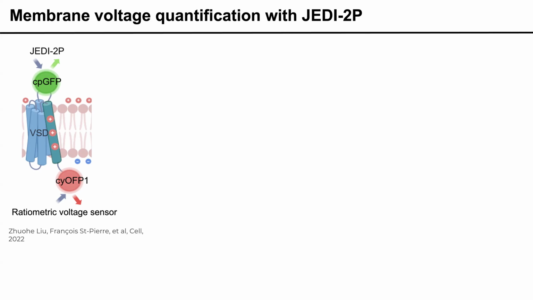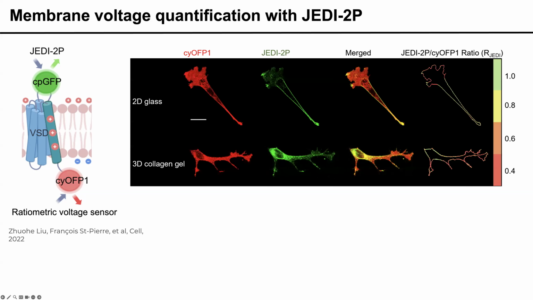A ratiometric probe is important because this removes some of the imaging artifacts due to various different kinds of membrane localization problems or also point spread function issues. So if you then express this ratiometric probe in the cell, immediately you see that there's really quite a lot of spatial heterogeneity in the cell membrane. So this is the CYOFP channel. This is the JEDI channel, which is the GFP fluorescence. And then this is the ratio.